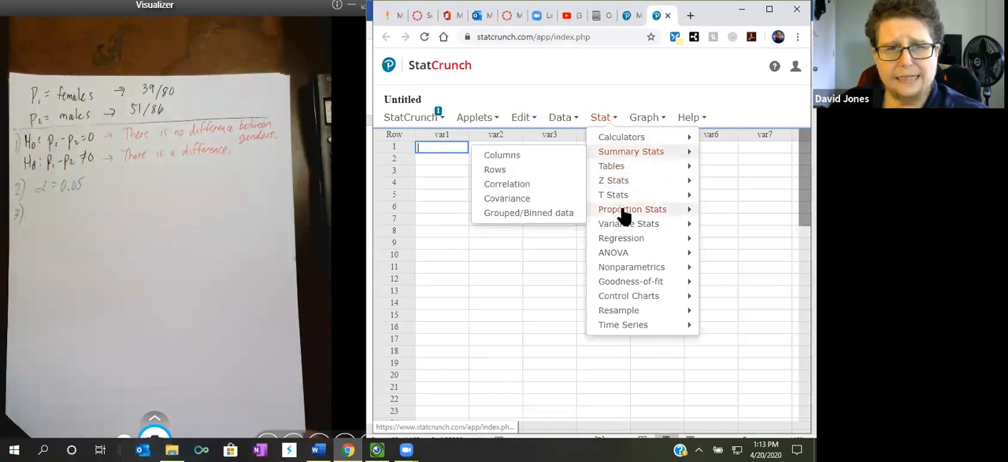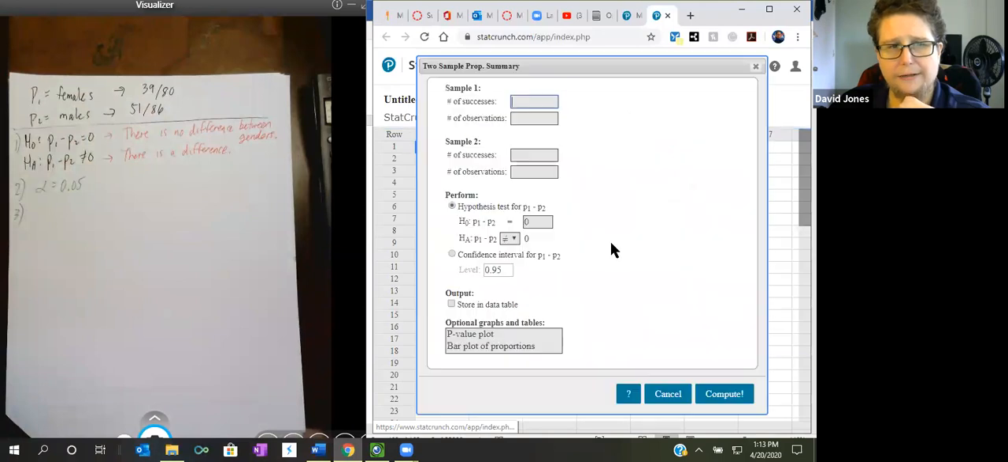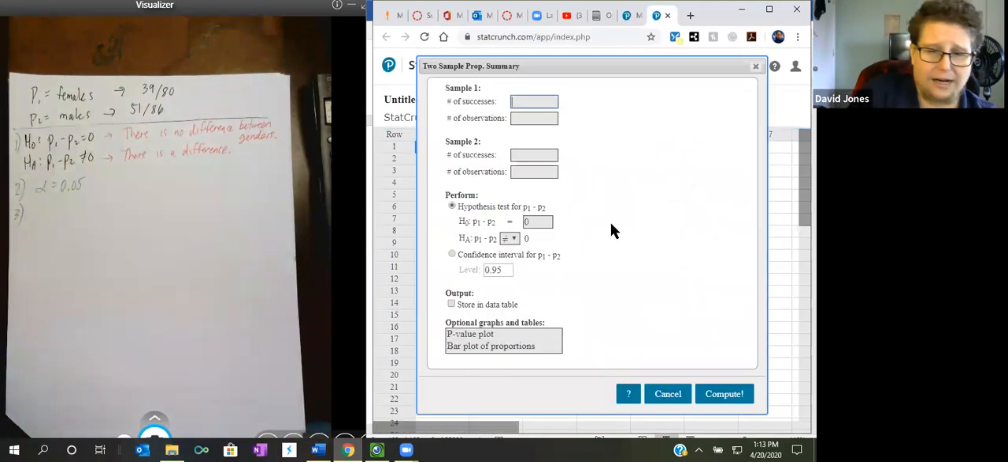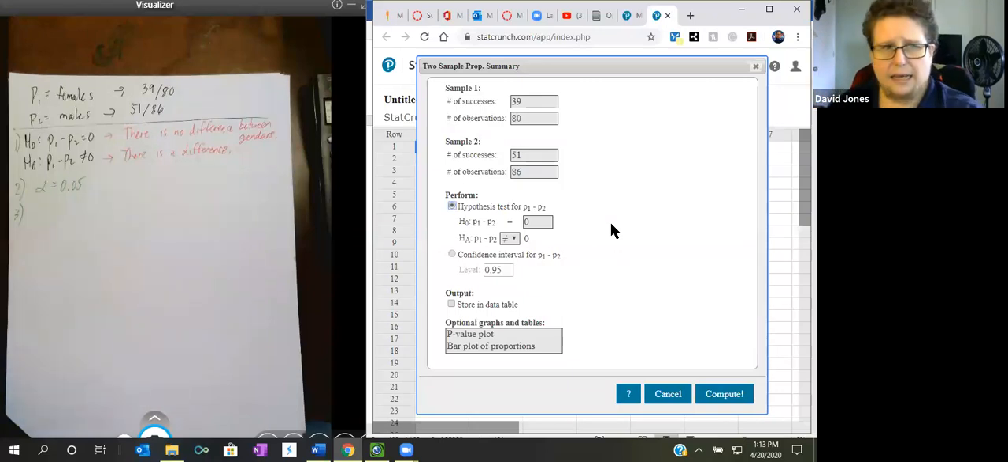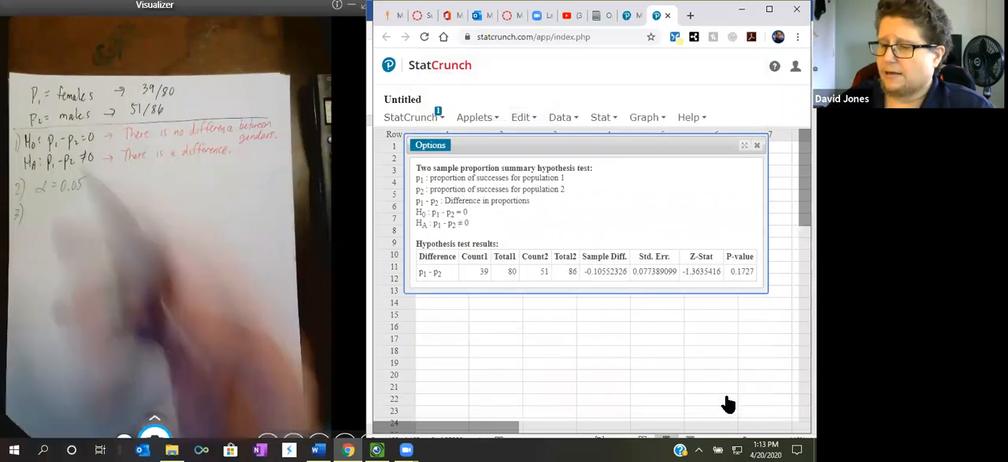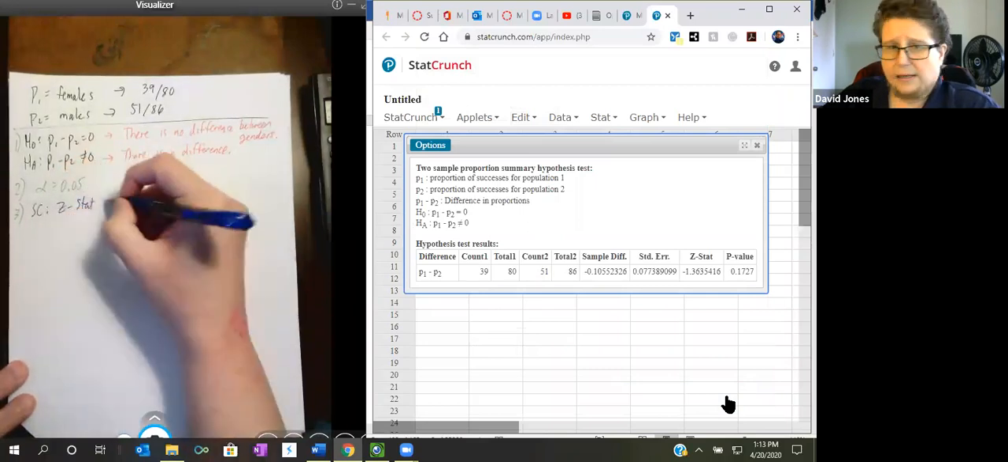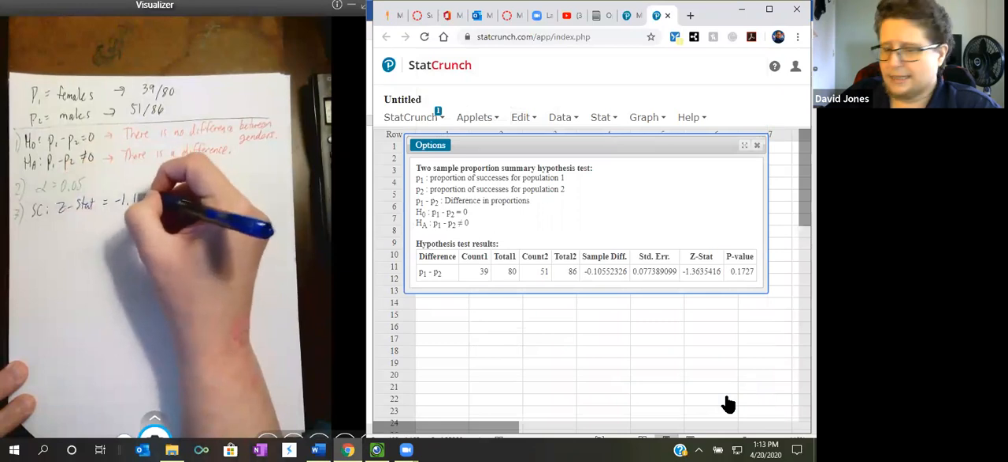We're going to go to stats, proportion stats, two sample with summary. I've got the females first, 39 out of 80. And here we had 51 out of 86. And I want to keep P1 minus P2 as not equal to. Click compute. My z-stat is negative 1.36.